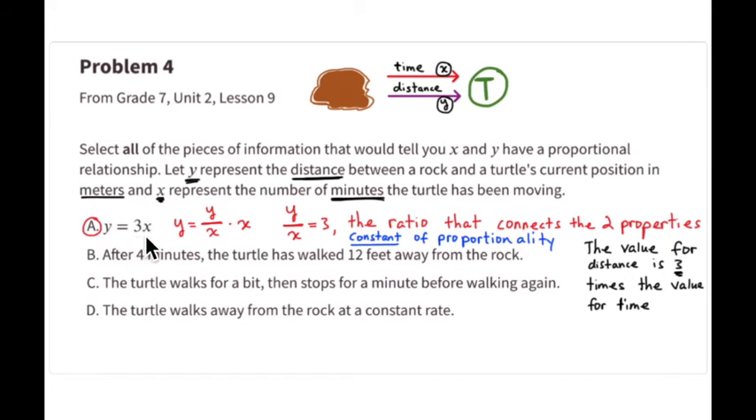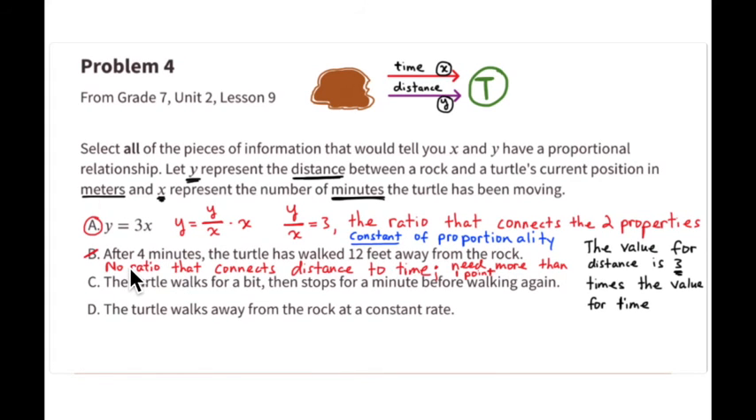So A is the equation for that, and it does tell you that time is proportional to distance. It says y is equal to 3x. So the amount of the distance is proportionally related to the amount of time by that ratio, y over x. That ratio is 3. And what that means, that ratio is the constant of proportionality. And it means that the value for distance is 3 times the value for the time. So y is equal to 3x.